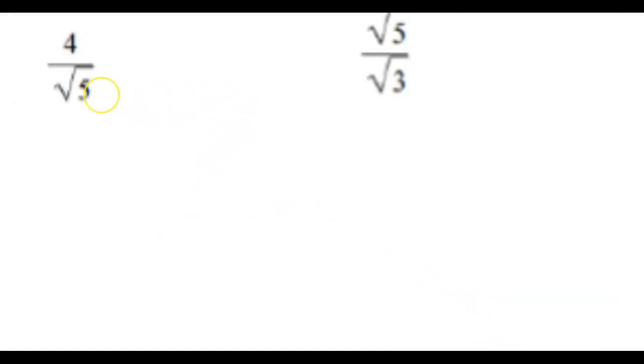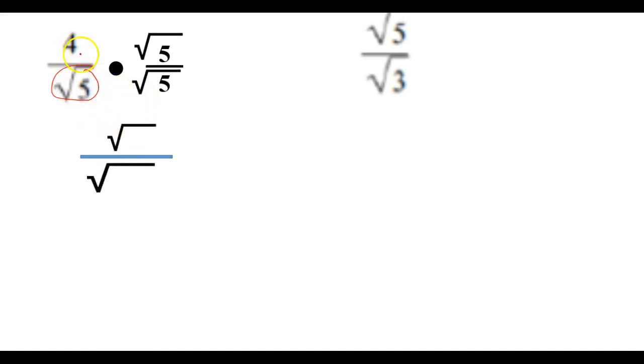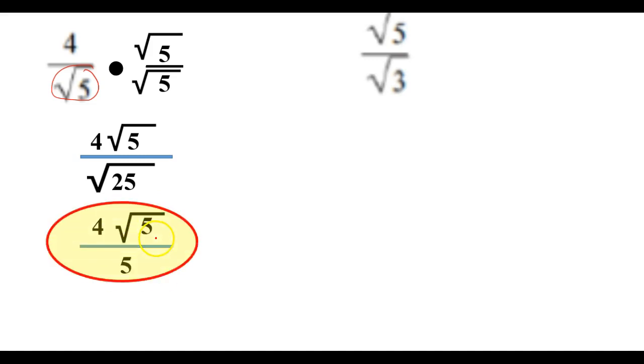And the last 2. So on here, let's go ahead and multiply both top and bottom by radical 5. And then if you continue going on, that would be 4 rad 5, and 5 times 5 is 25. Awesome. Let's go ahead and simplify that even further. And you would get this.